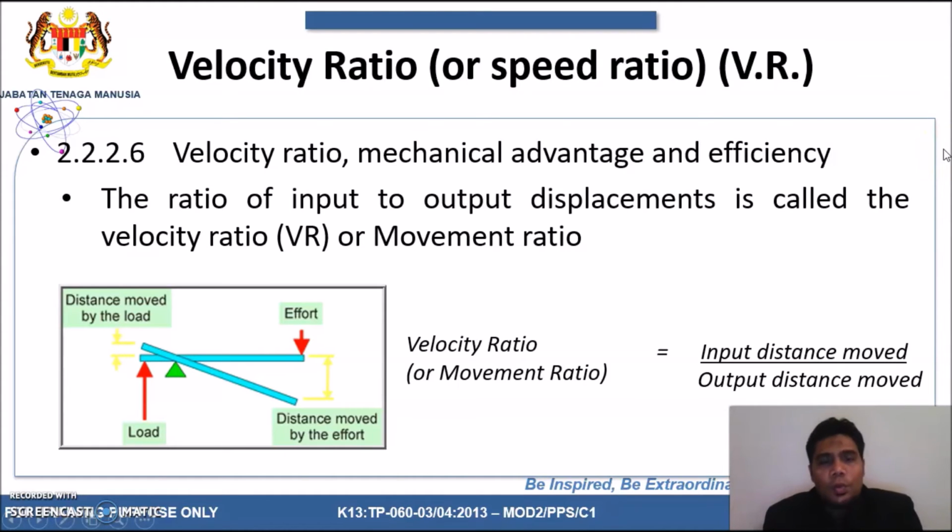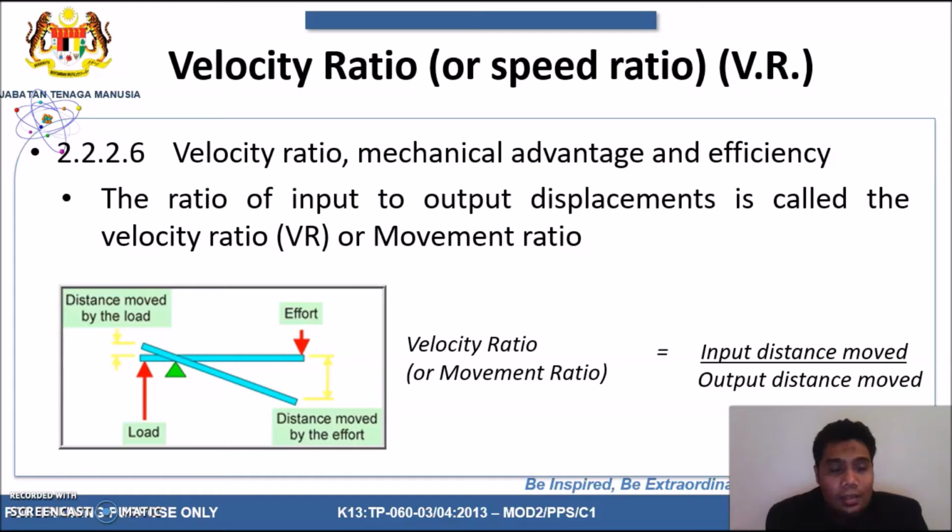Okay, velocity ratio, or speed ratio, or VR in shortened form. It is the ratio of input to output displacement. Velocity ratio or speed ratio is known as the ratio of input to output displacement. Another name is movement ratio. So velocity ratio or movement ratio is equal to input distance moved over output distance moved.